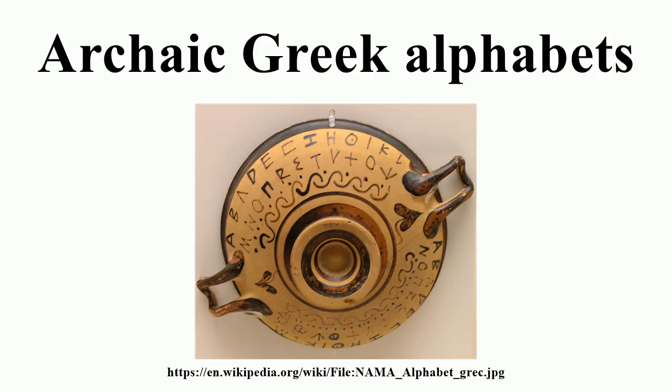The system now familiar as the standard 24-letter Greek alphabet was originally the regional variant of the Ionian cities in Asia Minor. It was officially adopted in Athens in 403 BC and in most of the rest of the Greek world by the middle of the 4th century BC.